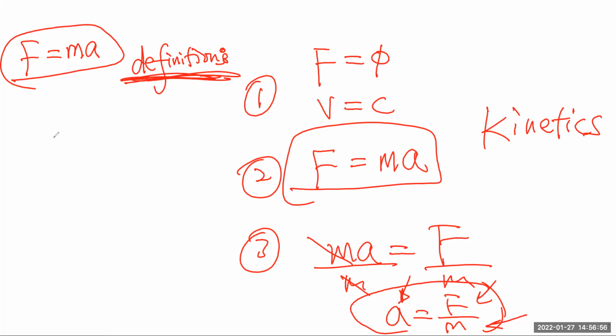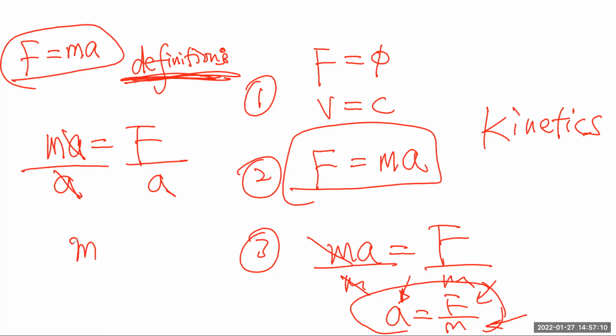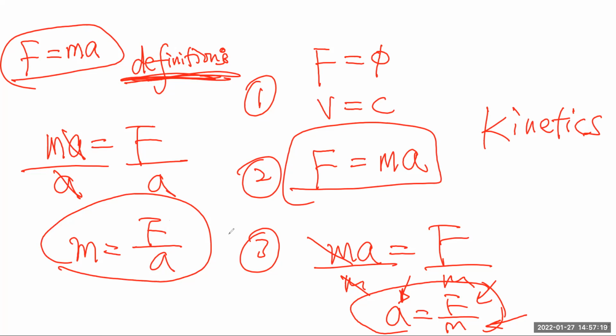And similarly, if you know force and acceleration, you can calculate the mass of the object. If we divide by a on both sides, this cancels, and the mass is F over a, right? Yeah. So once you know how to do algebra, physics becomes easy. Good. All right.